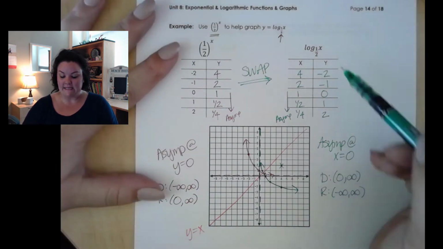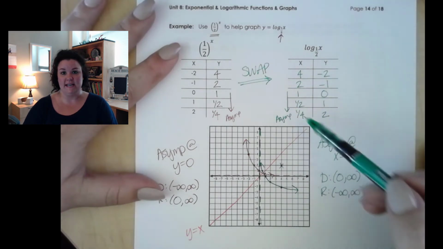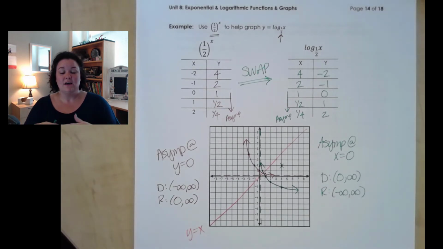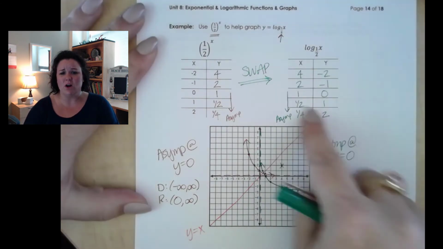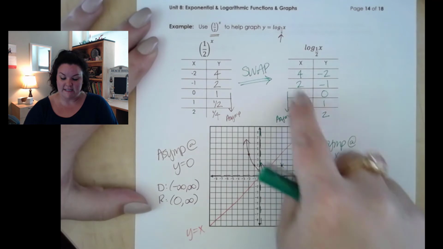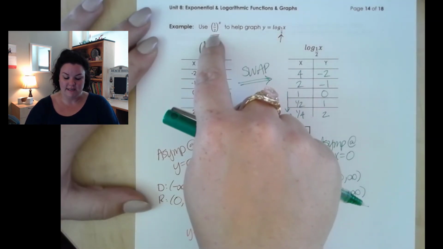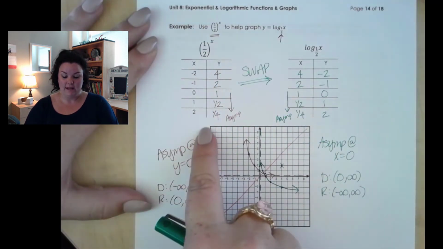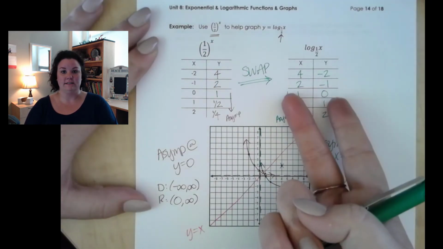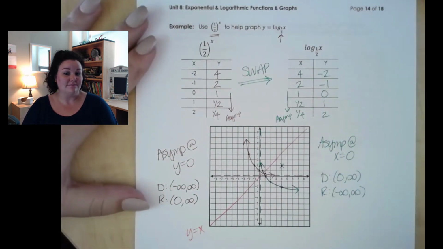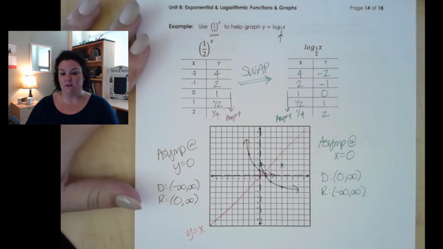Now that we know how to get this basic log function table, now we want to do transformations. So HSRV, right? Left, right, up, down, stretch, reflect. So we're still going to do it in our HSRV order. The only difference is, in order to come up with our log table, we first have to identify the base, use the exponential form of it to get an exponential table, and then swap it to get our log table. And then once we have our log table, then we just modify it like we always do. Okay, so let's go ahead and look at what that looks like.